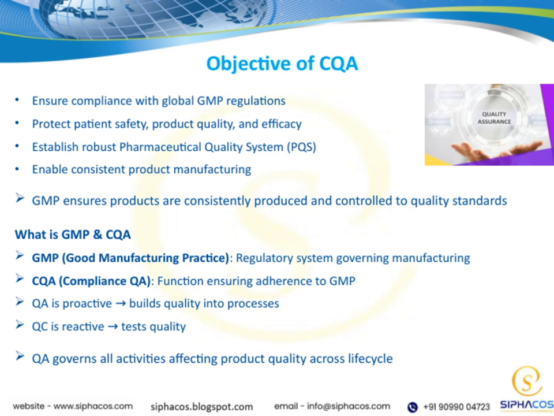It's important to understand that QA, or quality assurance, is proactive. It builds quality into our processes right from the start, aiming to prevent issues before they occur. Conversely, QC, or quality control, is reactive, focused on testing and identifying problems after production. Finally, QA oversees all activities that impact product quality throughout the entire life cycle. This comprehensive approach ensures that quality isn't just a check at the end, but an integral part of everything we do. This slide emphasizes how essential a robust CQA system is to maintaining high standards in pharmaceutical manufacturing.